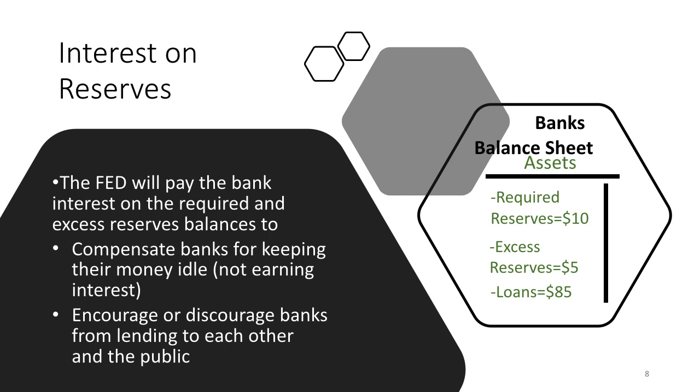The Fed actually pays interest on both types of reserve to the banks. They will pay interest on required reserve, and that is just to compensate the banks for keeping their money idle, because they're not able to earn interest or make any money from required reserve. So the Fed gives them some interest on those required reserve. And the Fed also pays the bank to hold these excess reserves. And they can use this to encourage or discourage banks from lending to each other and to the public.